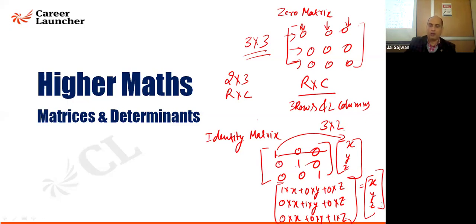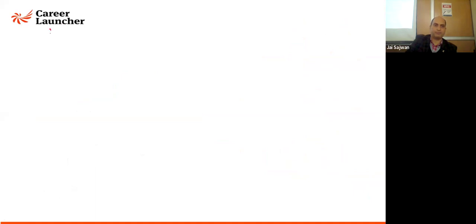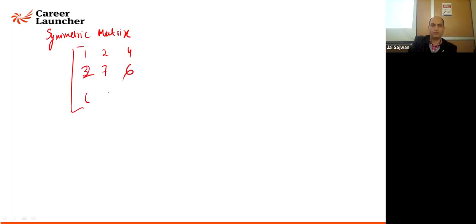Okay. Now the next part is the symmetric matrix. A symmetric matrix is, for example, 1, 2, 4, 3, 7, 6, with 2, 4, 6 mirrored. Look at this diagonal: whatever is coming above it, the same thing will be coming at the bottom. So this is known as a symmetric matrix. Is it fine? Clear?